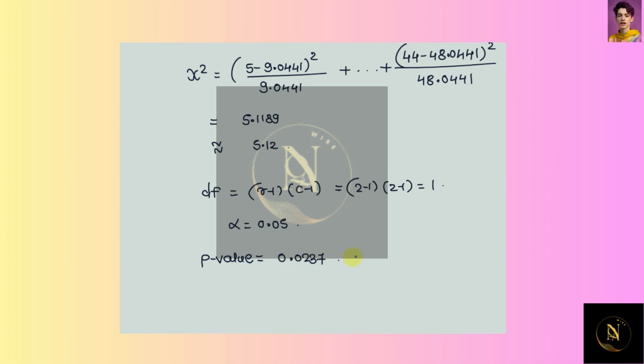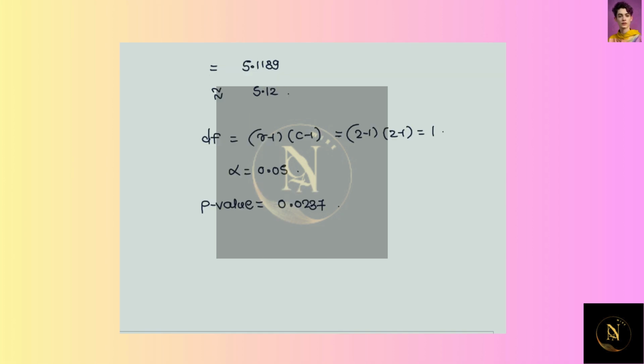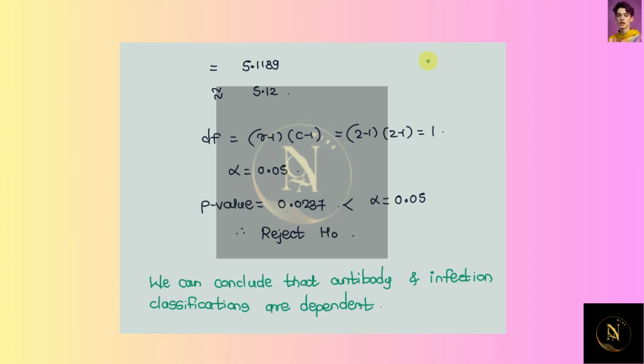is 0.0237. Now according to the decision rule, when the p-value is less than the significance level, we reject the null hypothesis H0. Here, since this p-value is less than alpha equals 0.05, we can reject the null hypothesis H0, and hence we can conclude that the antibody and infection classifications are dependent.